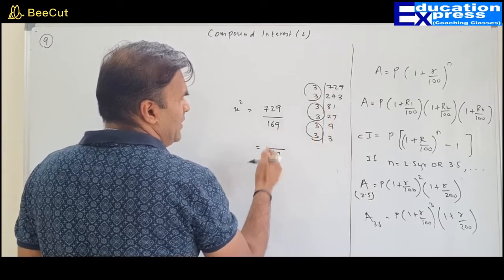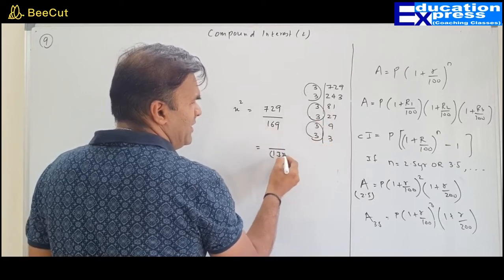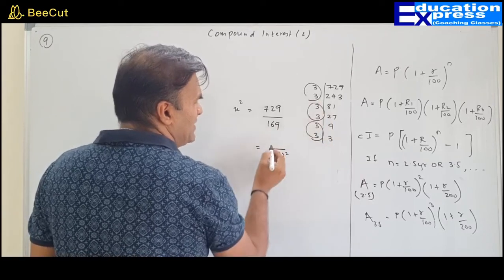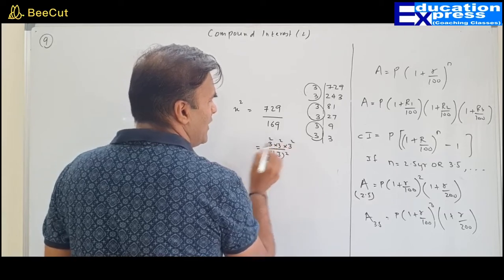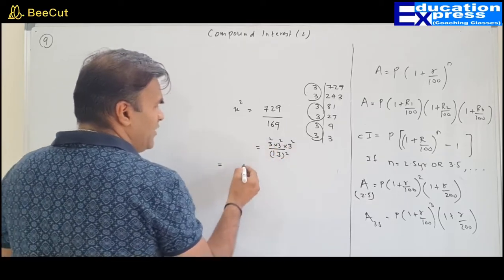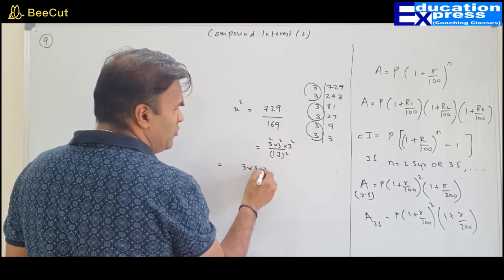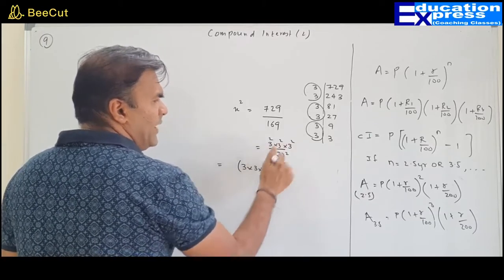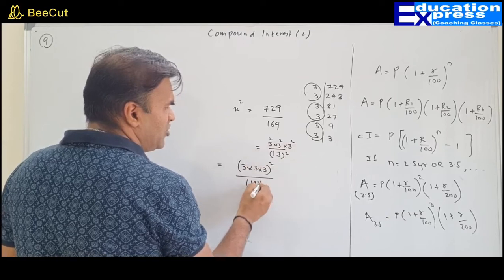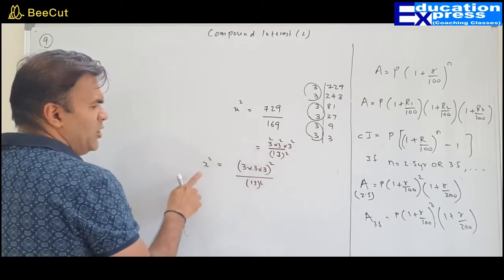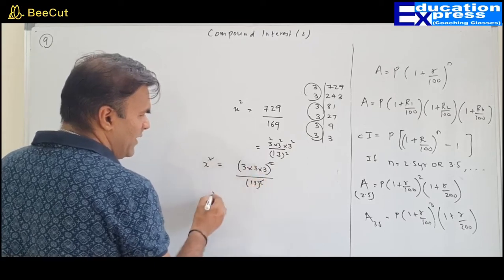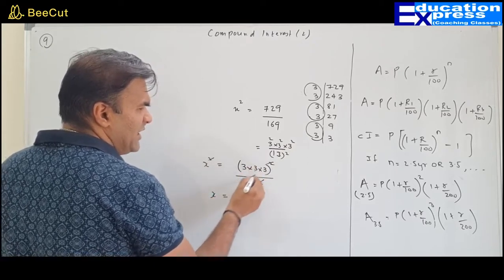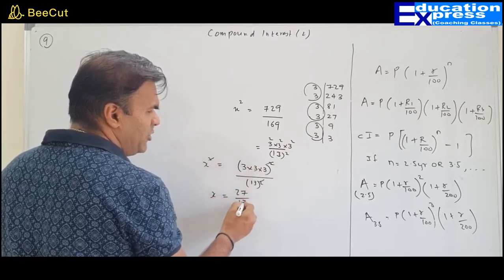So basically 169 can be written as 13 square, whereas this can be written as 3 square into 3 square into 3 square. What does that mean? It would mean 3 into 3 into 3 square upon 13 square equals x square. When you want to remove the square root, x square, square will go away. So x will become 3 3s are 9, 3s are 27 upon 13.